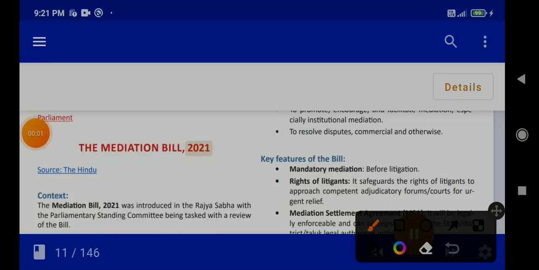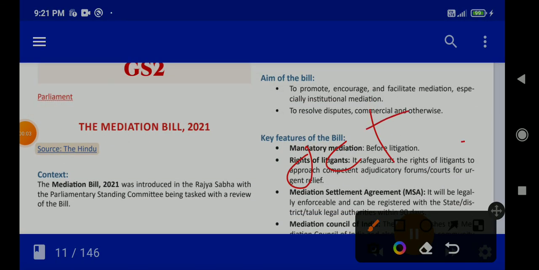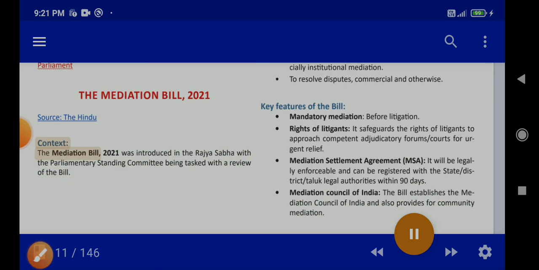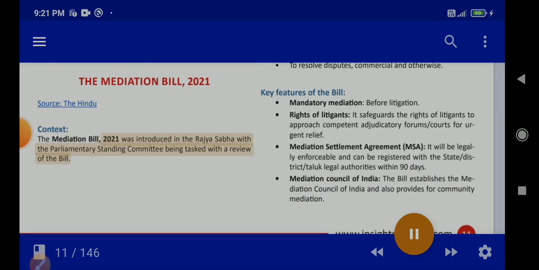Mediation Bill 2021. Source: The Hindu. Context: the Mediation Bill 2021 was introduced in the Rajya Sabha, with the Parliamentary Standing Committee being tasked with a review of the bill.